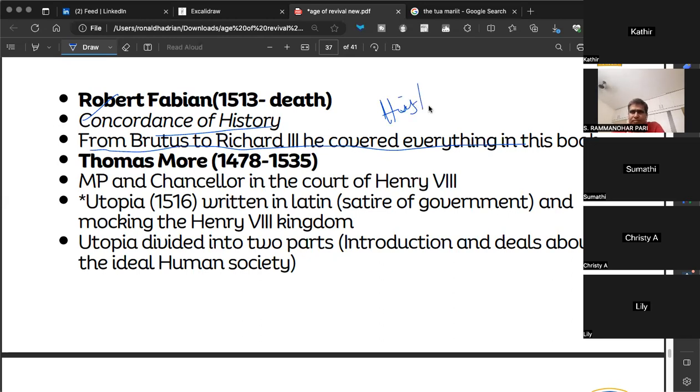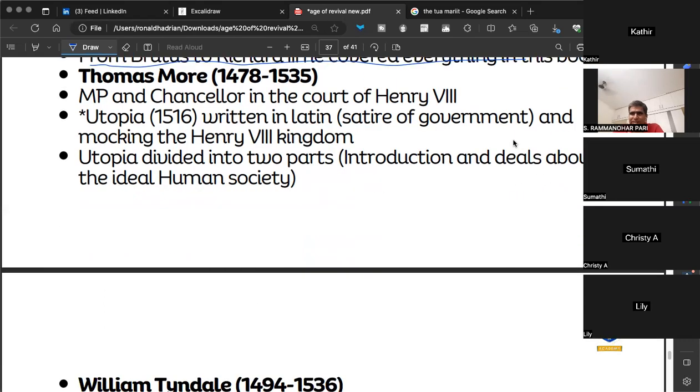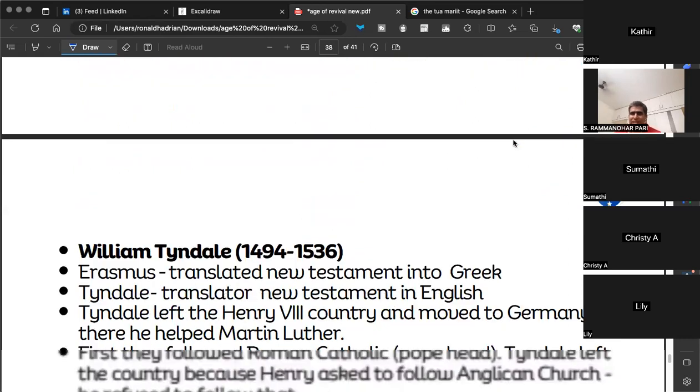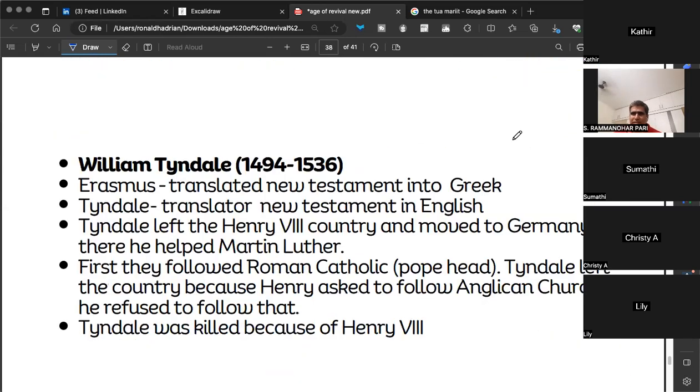But they tend to ask sometimes. Concordance of Histories, who wrote? Robert Fabyan. Yeah, from whom to whom? From the old Brutus to Richard III. Okay. Richard III was king during which famous writer's time? Chaucer. Yes, very good. So we have seen Thomas More as well as William Tyndale.